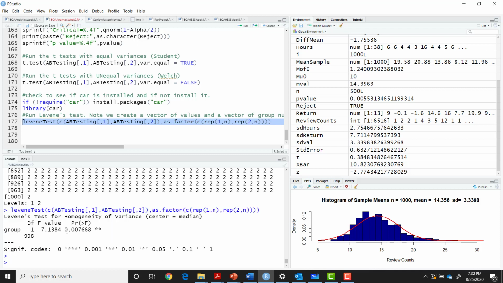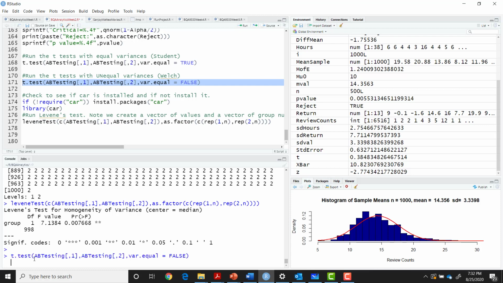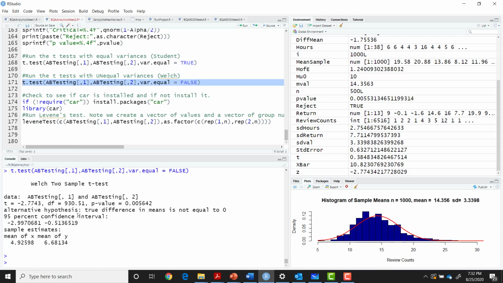And here we reject the null hypothesis. The null hypothesis is the variances are equal. The alternative is the variances are not equal. So if we reject the null hypothesis, then we should use the Welch's test. So in most instances, there's not a great deal of difference. So here we say, okay, p-value is 0.005642, which is less than whatever our standard alpha is. We can reject the null hypothesis.